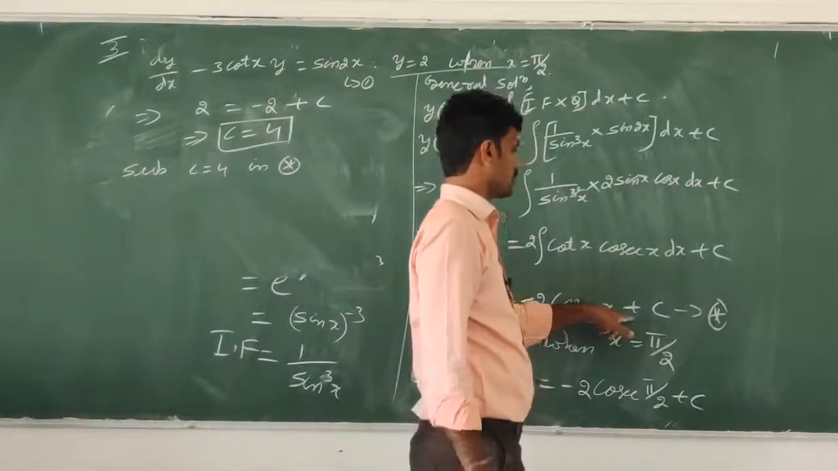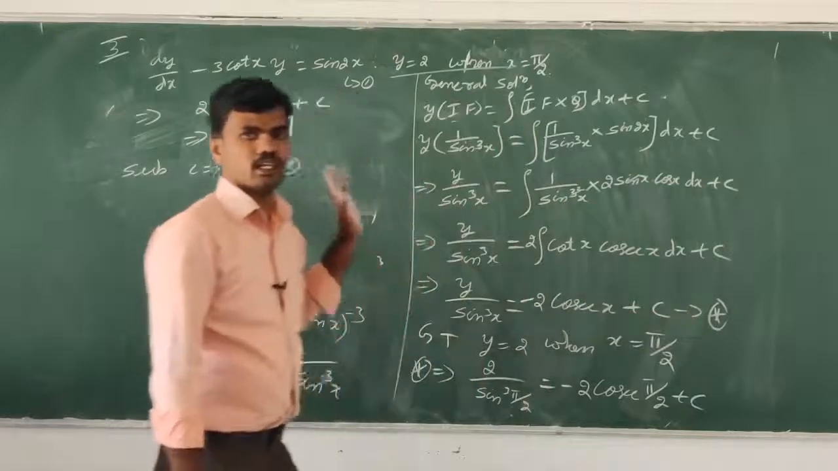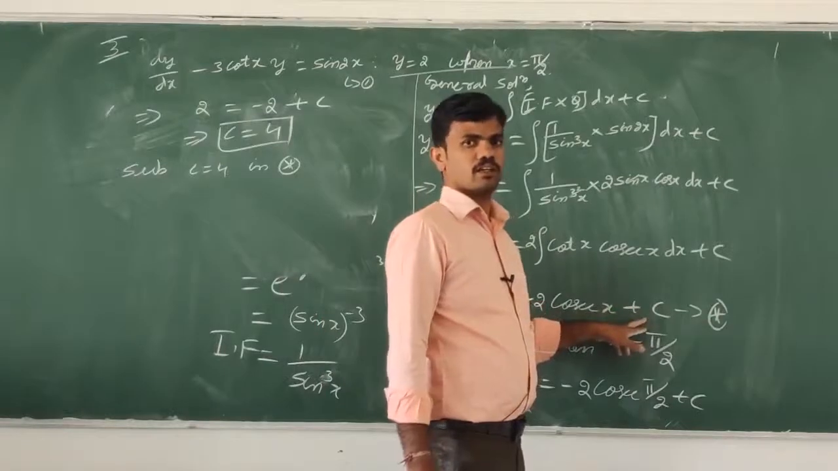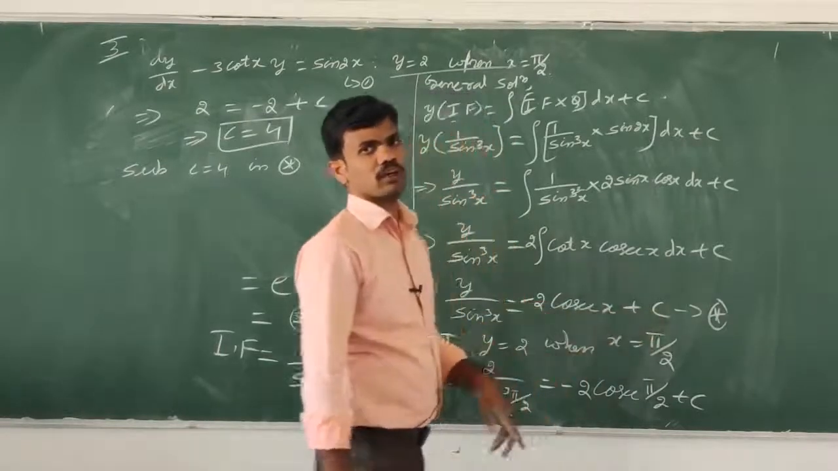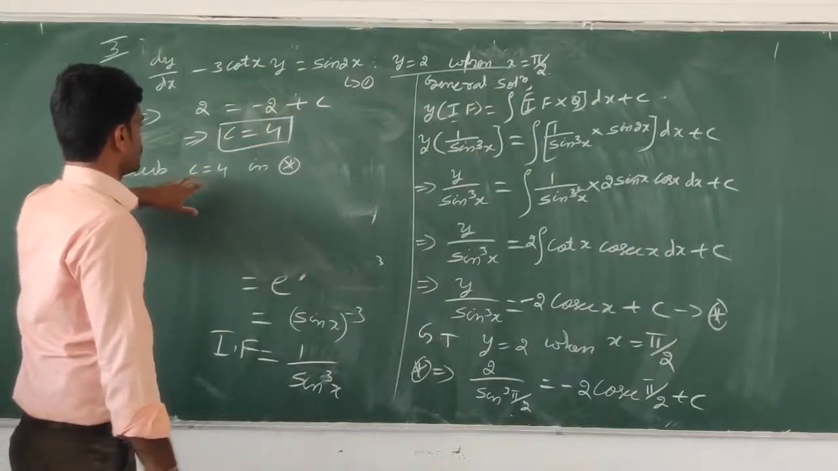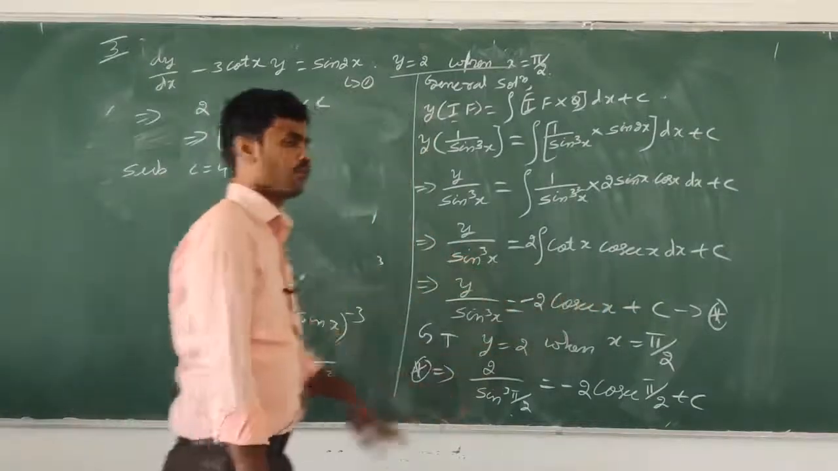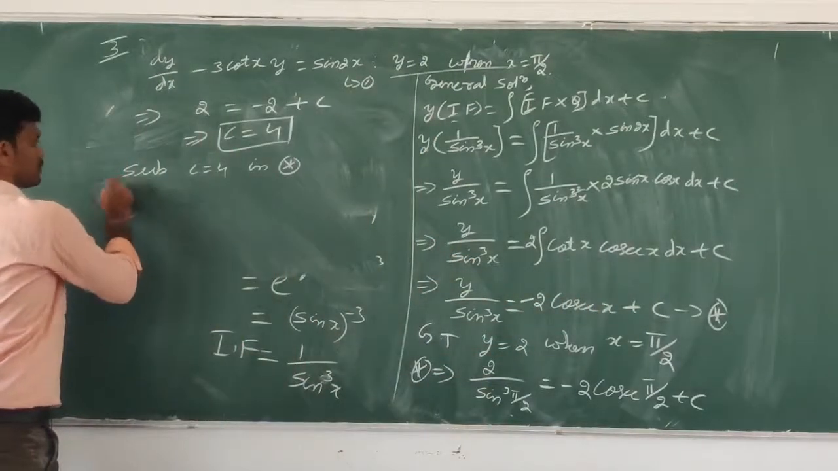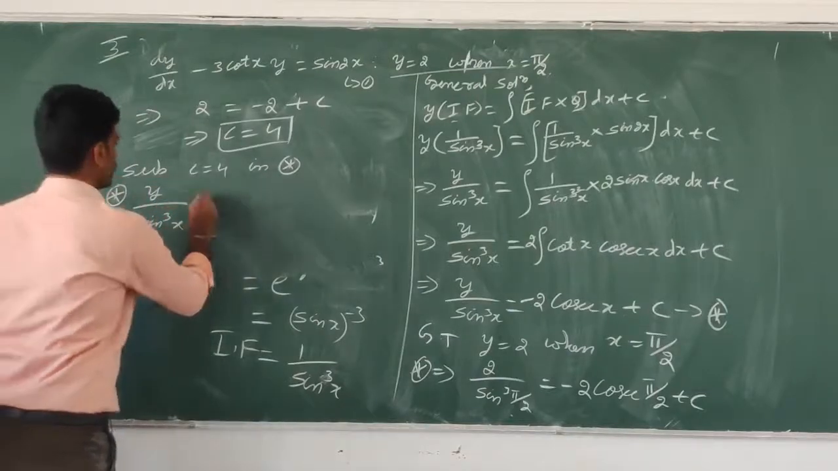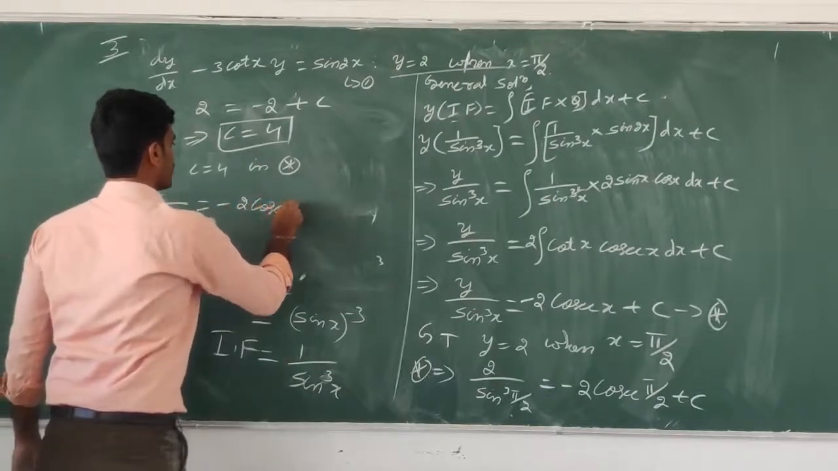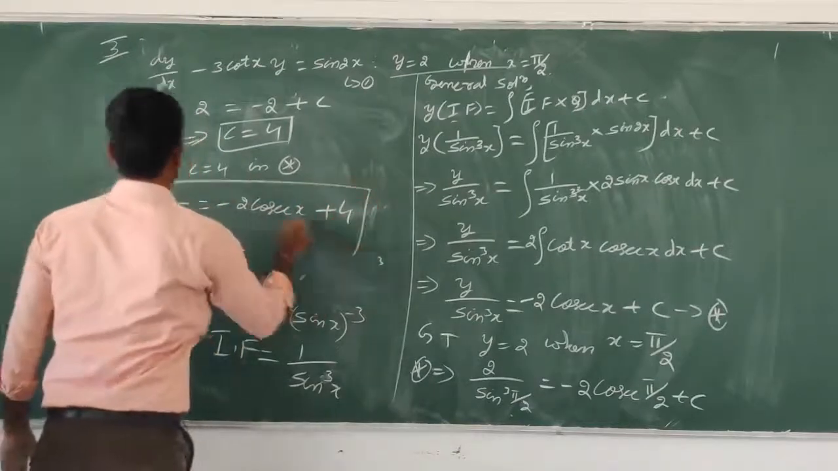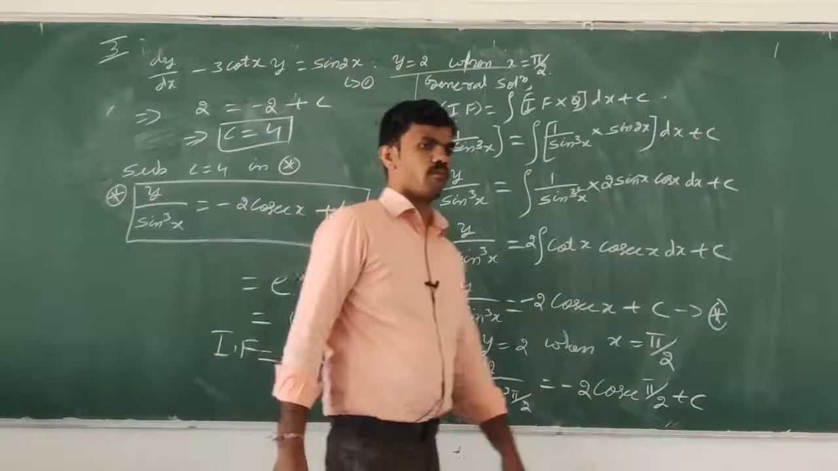Which is the general solution? Equation star represents the general solution for the given differential equation, where c is the arbitrary constant. To find the particular solution we have to replace this c by some particular value by using the given condition. By using the given condition we get the particular value for c, that is 4. Now we have to replace this c by 4. So then equation star becomes y by sin cube x is equal to minus 2 cosecant x plus 4. So that c is replaced by 4. This is the required particular solution for the given differential equation.